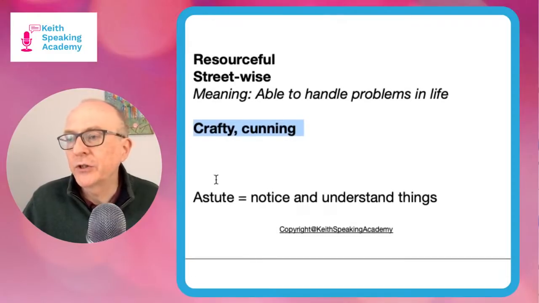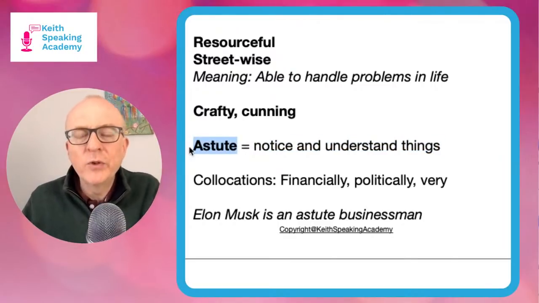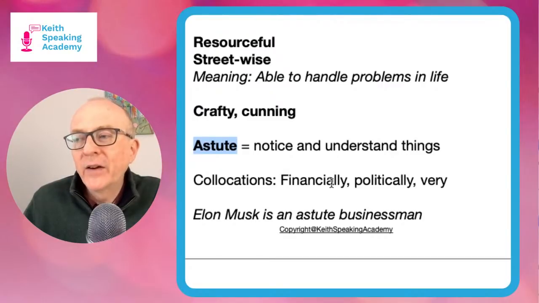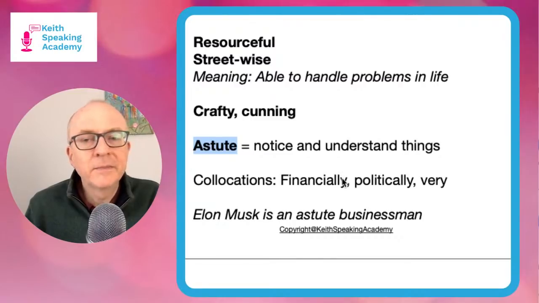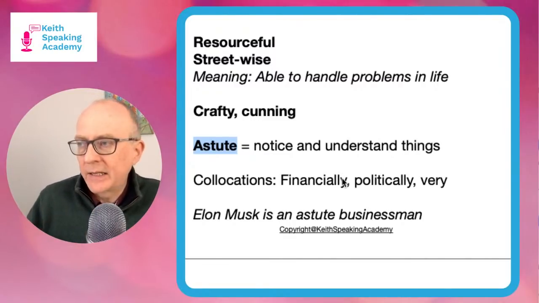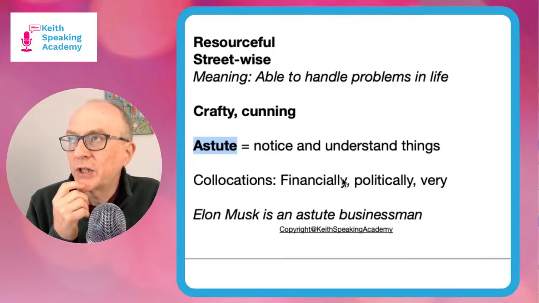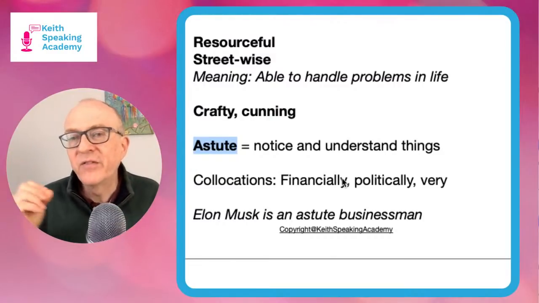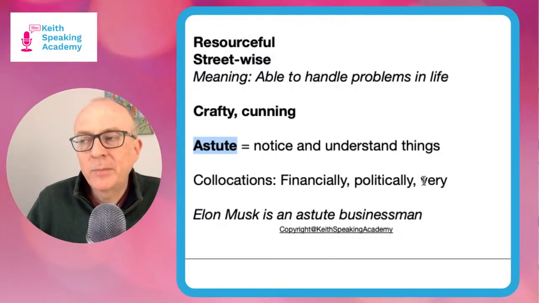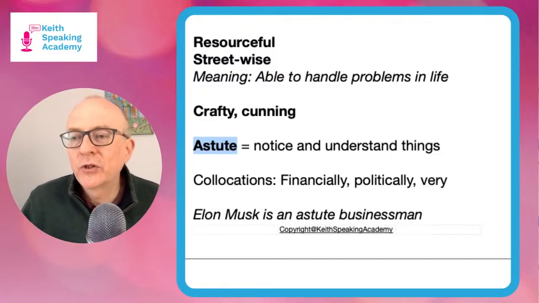The last one I was just going to share here was astute. Let me just bring this up as well. Astute is the idea of being clever where you notice and understand things. So we often talk about financially astute, so you understand finance, or politically astute. Let's think of some politicians who are very astute. They understand politics. They notice things. They know how to do things. So collocations: financially, politically, very astute. Elon Musk, right, is an astute businessman. He understands business, right? Another nice word to use, astute.